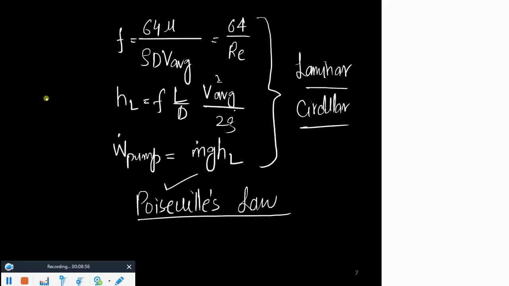You can see the derivation once again. You just have to revise it. If you still have any question, you can ask. But we were generally interested in friction. And why friction? Because we have to take care of the friction by putting more and more pumping power. Okay, so that's why we discussed those things.